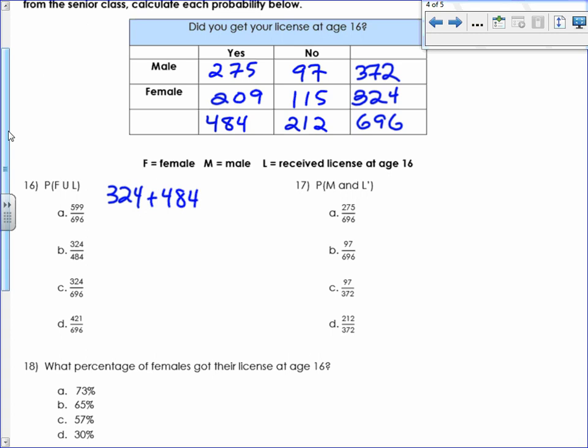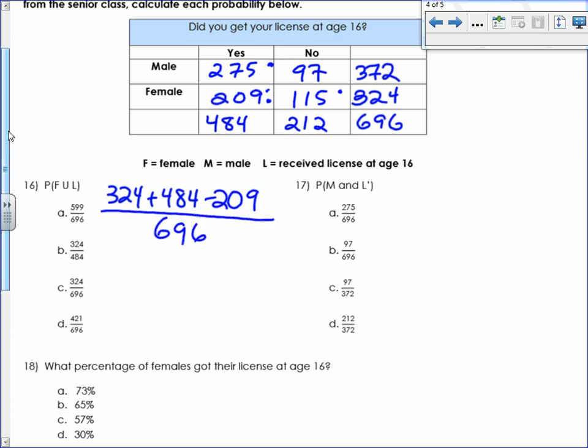484. Did anybody get counted twice? Yes, they did. So here are the females, and here are the people that got their license. Who got counted twice? 209. Those females, we already counted the 209 females that got their license. We counted them when we counted the females. Okay? There's overlap. So those are not mutually exclusive events. So we have to subtract them out.